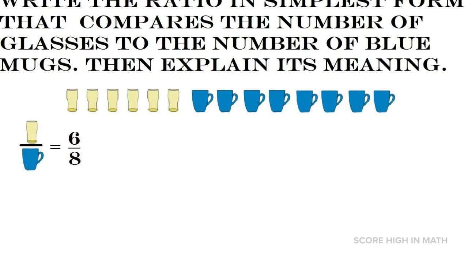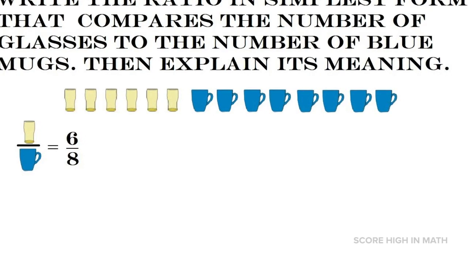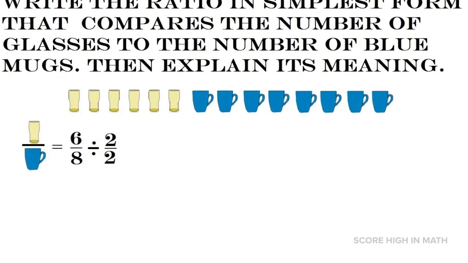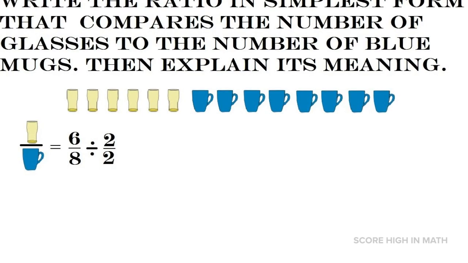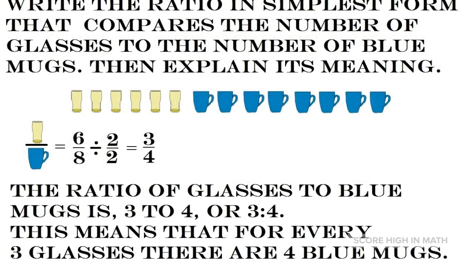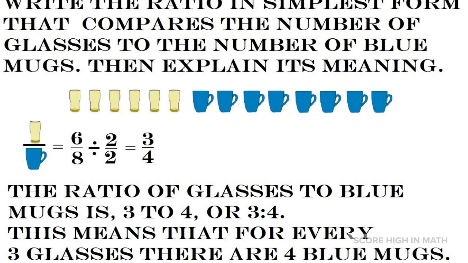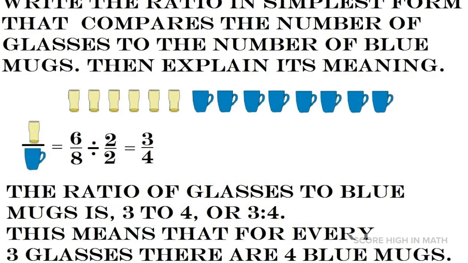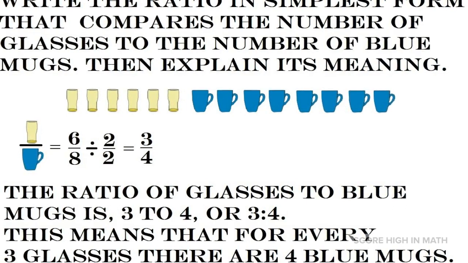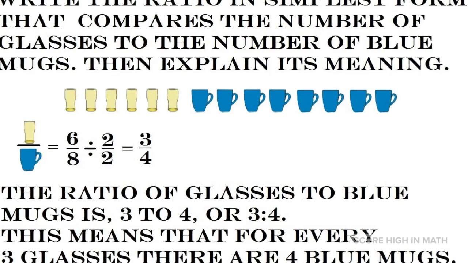But we are required to write the ratio in simplest form. So, we are going to look for the common factor of 6 and 8. The common factor of 6 and 8 is 2. So, we are going to divide 6/8 by 2/2. There are 3 2's in 6 and there are 4 2's in 8. So, the simplest form is 3/4. The ratio of glasses to blue mugs is 3:4. This means that for every 3 glasses, there are 4 blue mugs.